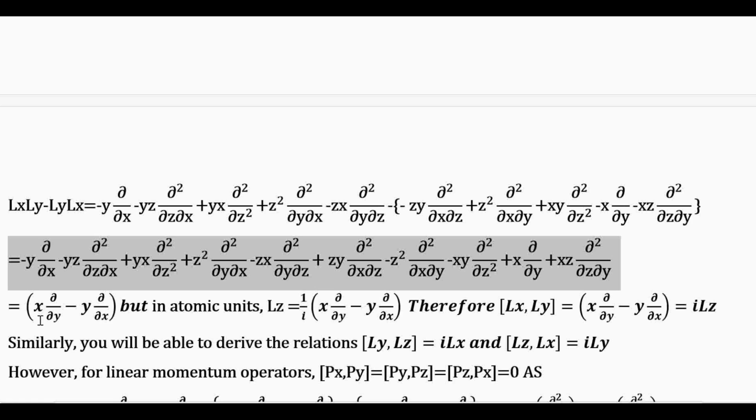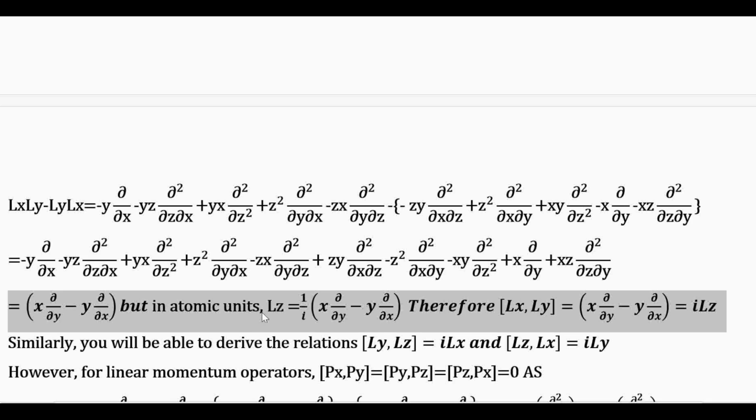So it comes to be equal to x delta by delta y minus y delta by delta x. Now this is the value of your LxLy minus LyLx. This looks a little bit like Lz, x delta by delta y minus y delta by delta x. But then this 1 upon i is missing. So this is actually i multiplied by Lz, that is what we can say, because 1 upon i is missing over here.